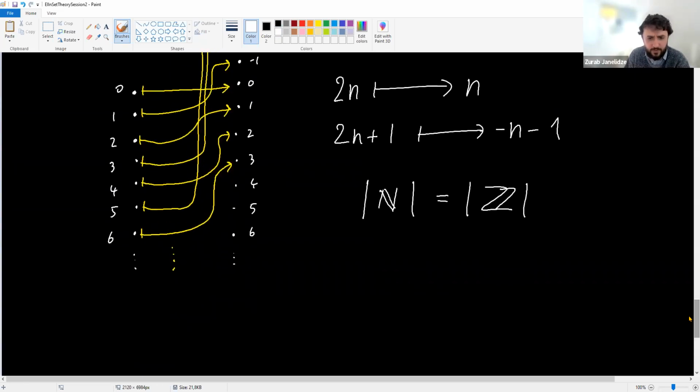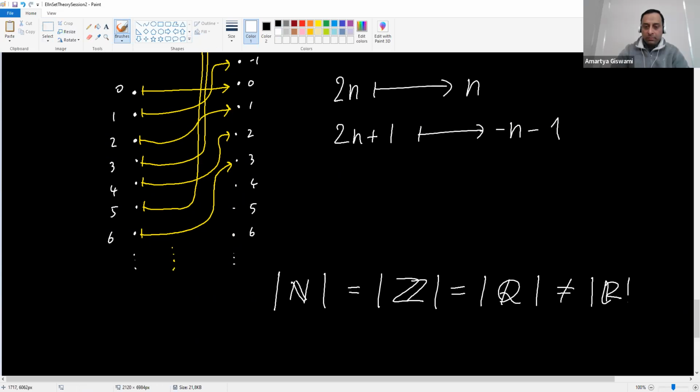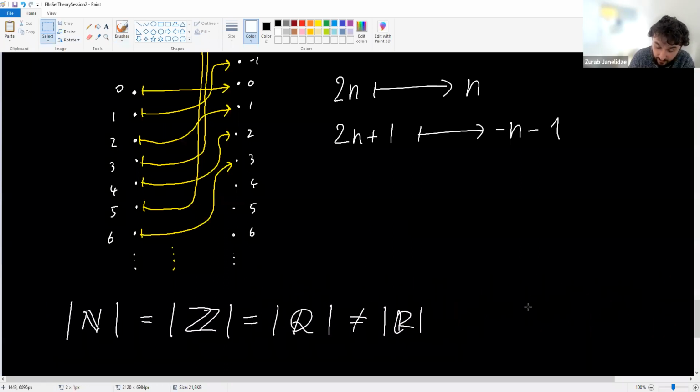And now one wonders whether that size is still the same as the size of other number systems. It turns out it's still the same as the size of the rational numbers, but it's strictly not the same as the size of real numbers, which turns out to have the same size as the size of the power set of the set of natural numbers. And remember what power set of a set is. It's the set of all subsets.